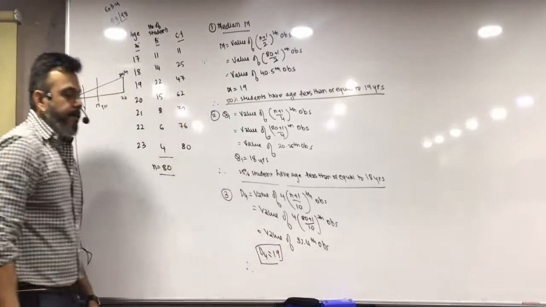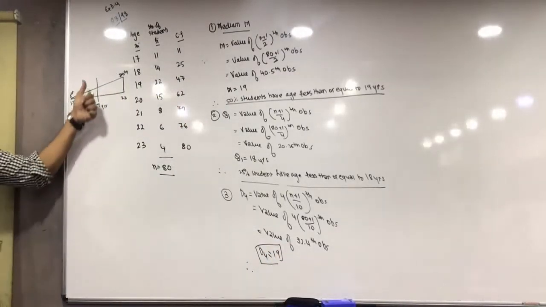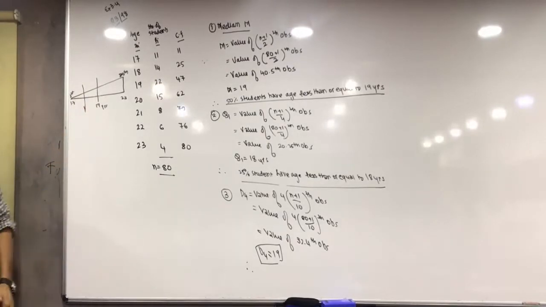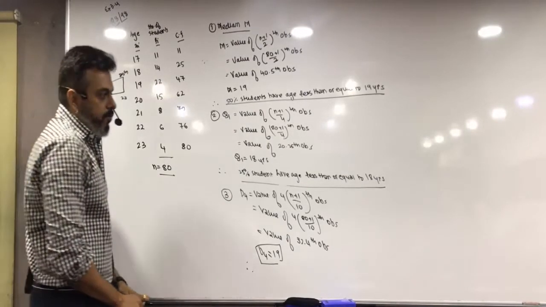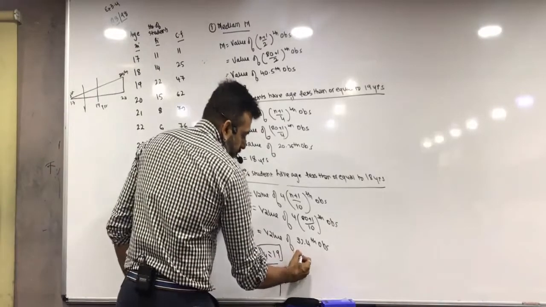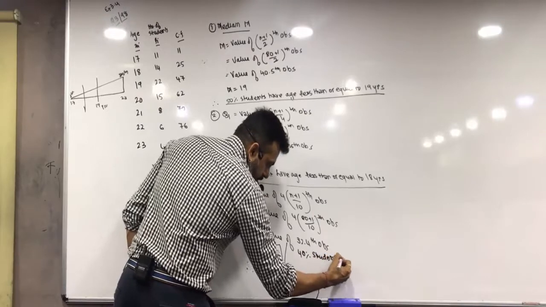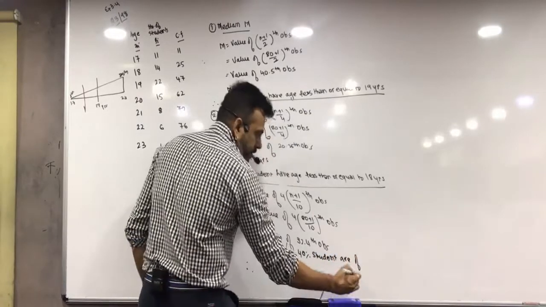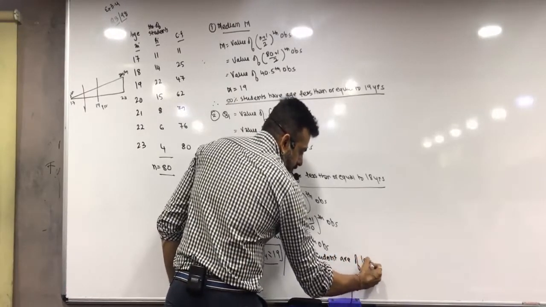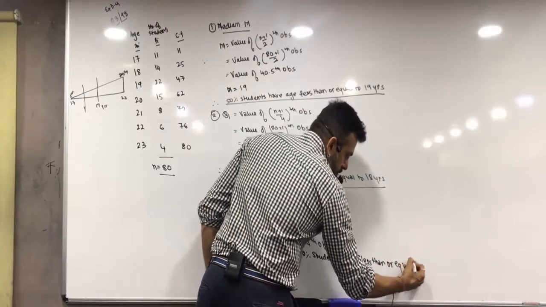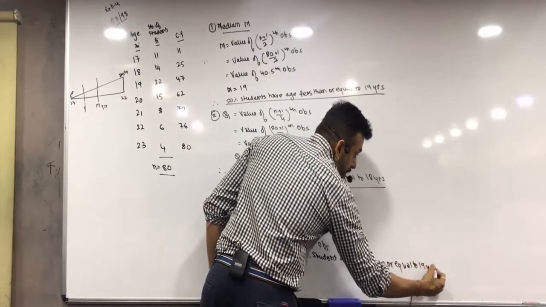What can we interpret? 40% of students have their age less than or equal to 19 years. 40% of students are of age less than or equal to 19 years.